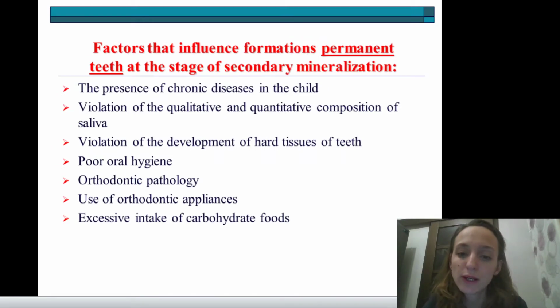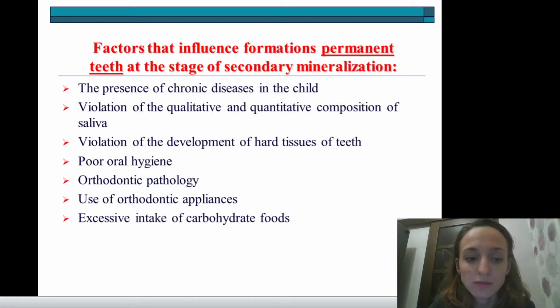Factors that influence the formation of permanent teeth in the stage of secondary mineralization. The presence of chronic diseases in the child, violation of the qualitative and quantitative composition of saliva, violation of the development of hard tissues of teeth, poor oral hygiene, orthodontic pathology, the use of orthodontic appliances, and excessive intake of carbohydrate foods.